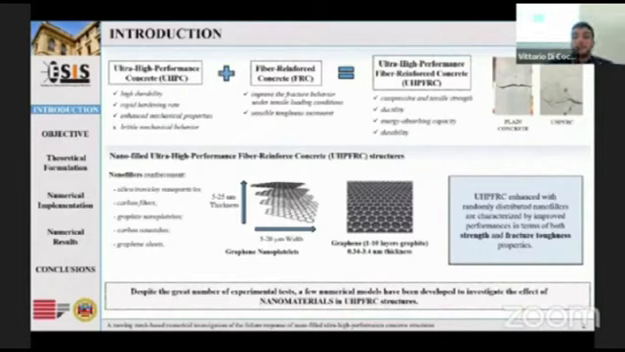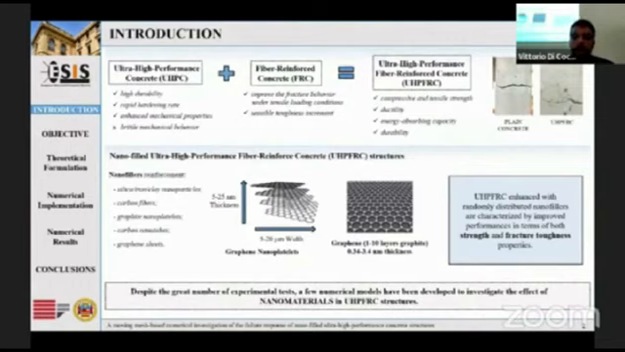In recent years, the main limitations of ordinary concrete have been overcome by using ultra-high performance fiber reinforced concrete, abbreviated as UHPFRC, due to very high compressive strength, ductility, and durability. A recent study has shown that incorporating nanofillers in UHPFRC structure leads to improved performance in terms of strength and fracture toughness properties. Several nanofillers are used as reinforcement, for example, carbon fibers, graphite nanoplates, carbon nanotubes.